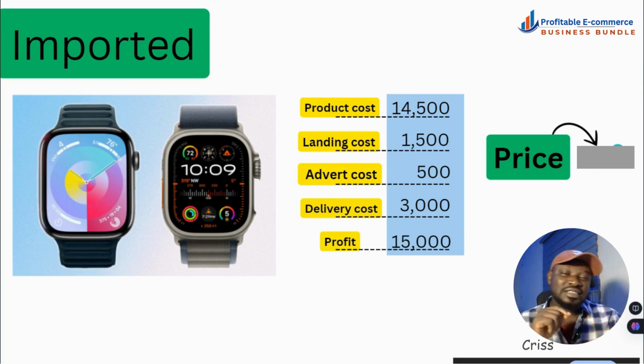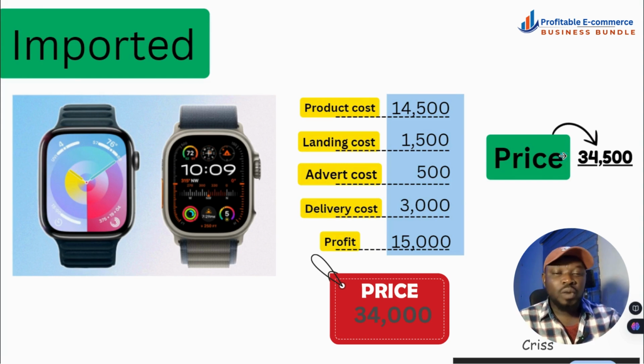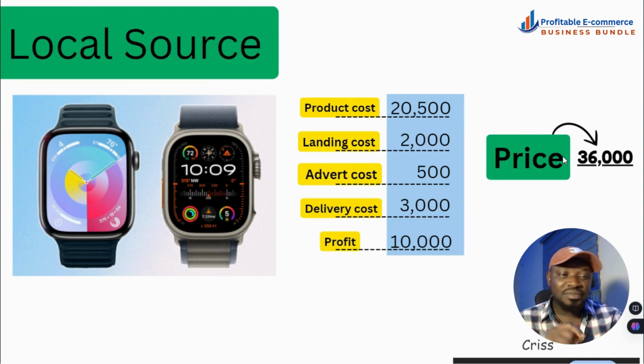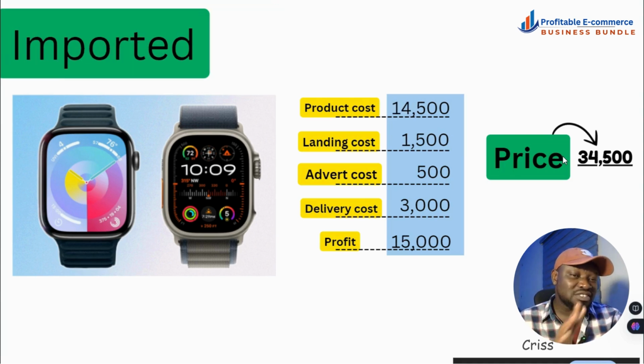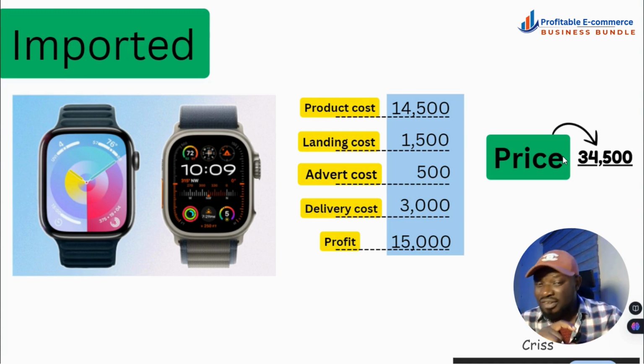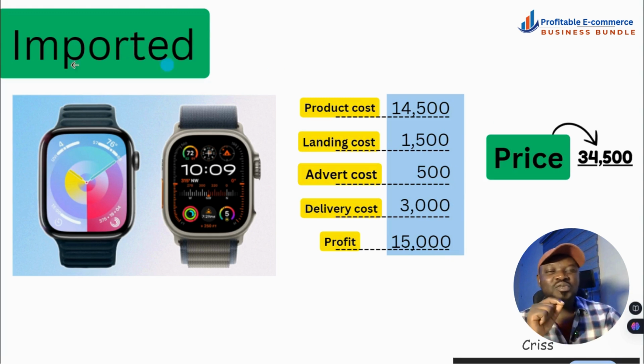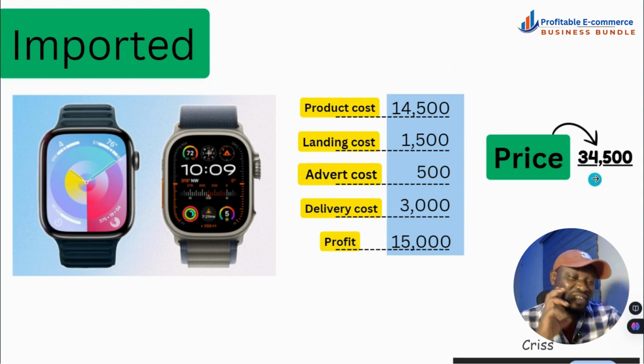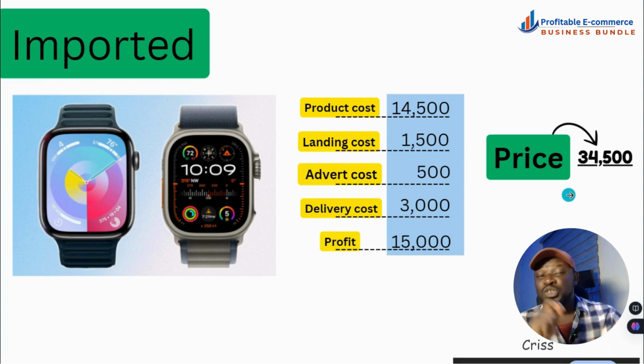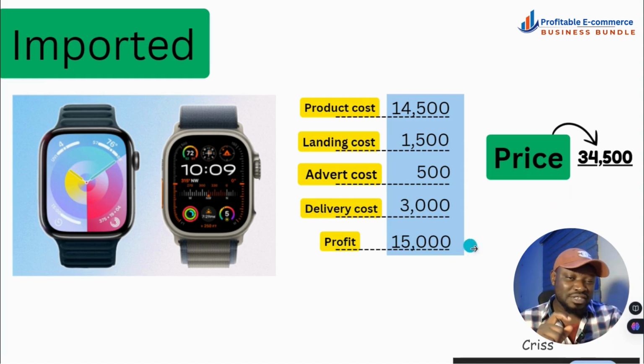And guess how much you're selling? You're selling this product for 24,000. When you're sourcing it locally, you're selling for 36,000. Your profit is 10,000, but when you're importing it, you're selling for 34,000 and your profit is 15,000. So when you import, you're at an advantage. You'll be able to sell cheaper and even make more profits. Because why? You are eliminating the middleman who is the supplier who you bought from.